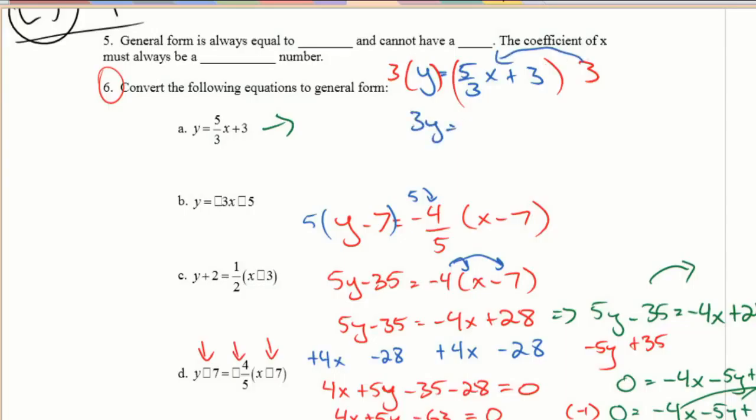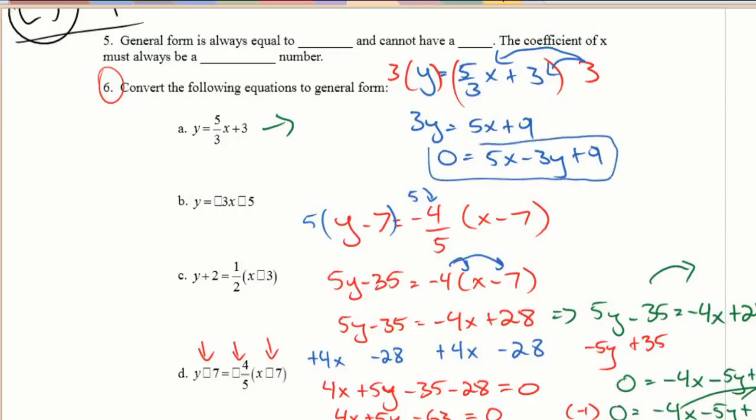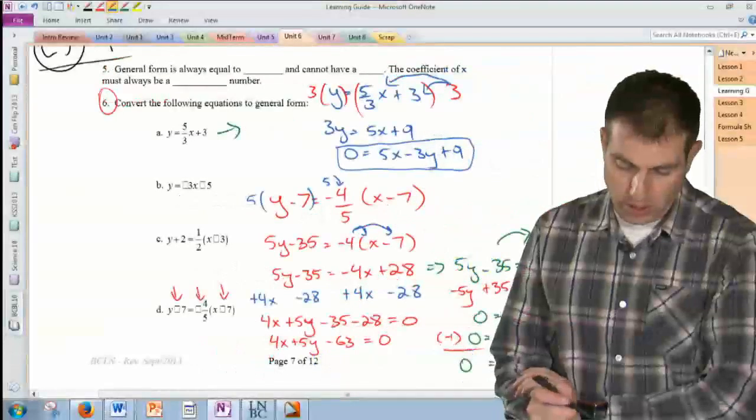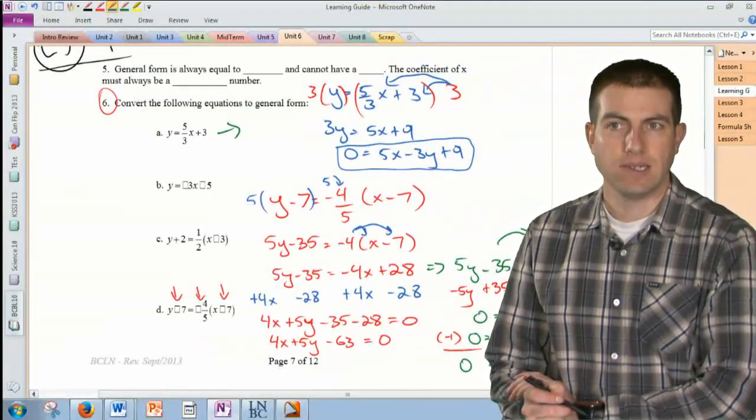3 times 5 over 3 is going to give me 5, and 3 times 3 is 9. So 5x plus 9. I'm going to move the y to the other side to end up with 0. So I get 0 is 5x minus 3y plus 9. There you have it.